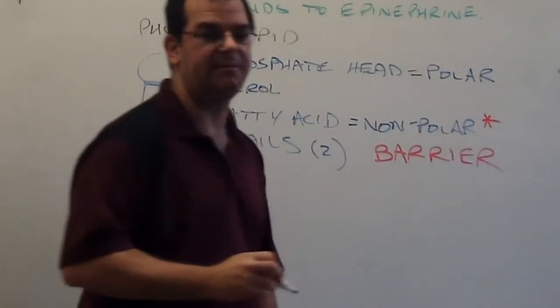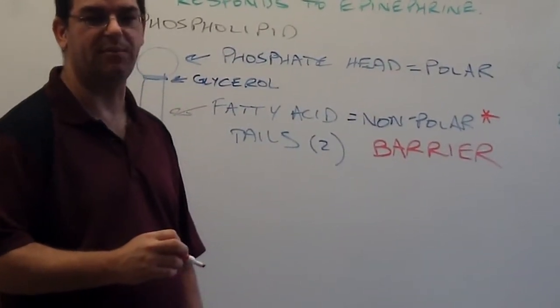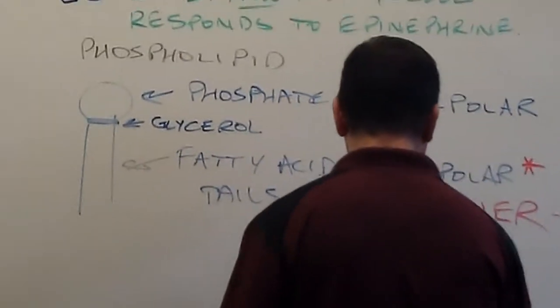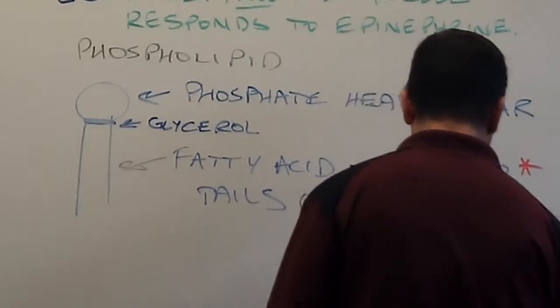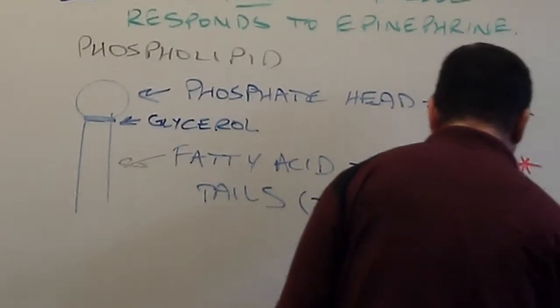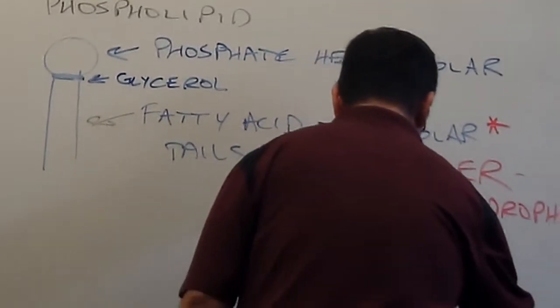And what is it a barrier to? What does it prevent from crossing the membrane? Barrier stops hydrophilic molecules from passing.